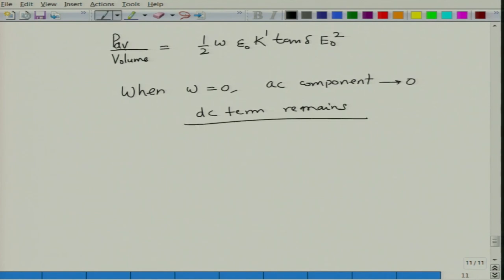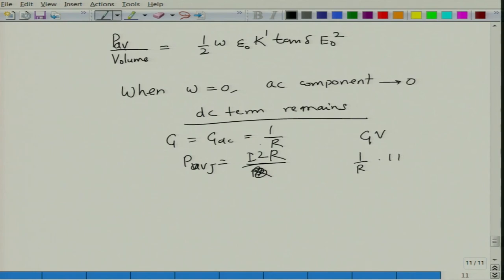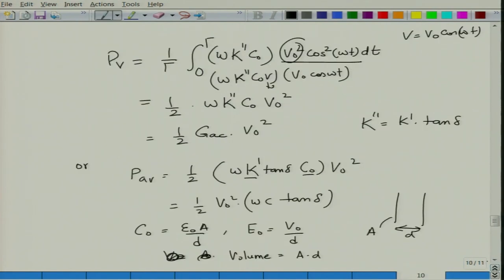So if frequency is 0, then G will be equal to G DC, which is nothing but 1 over R. In such a case, your P average will be equal to I square R, not I square divided by R, I square R, okay? So it is nothing but G into V. G is 1 over R, and the power density was equal to G into V naught square, okay.